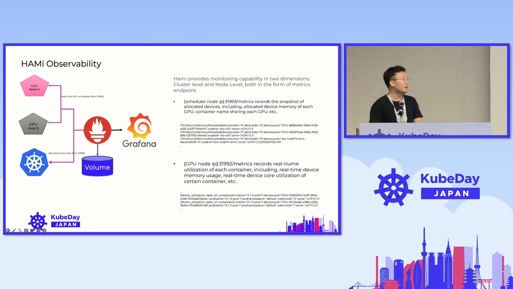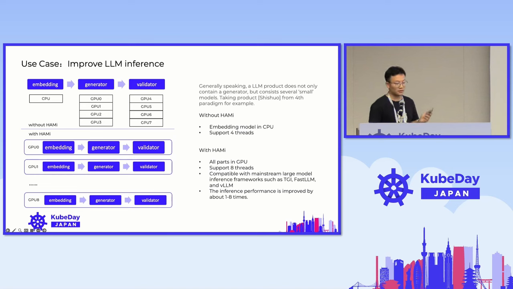I have introduced many features of HAMi. Now I will talk about some classic usage scenarios. The first use case: some users use HAMi to improve the inference ability of large language models. Without sharing, the yield and the increased ability will be very, very limited. Now, with HAMi, GPU sharing is supported, allowing running more tasks and greatly increasing the degree of concurrency.